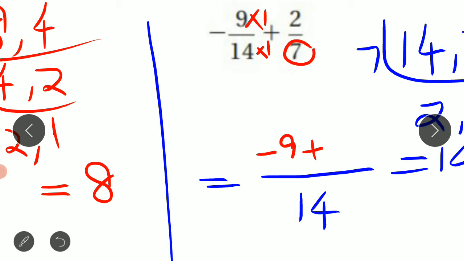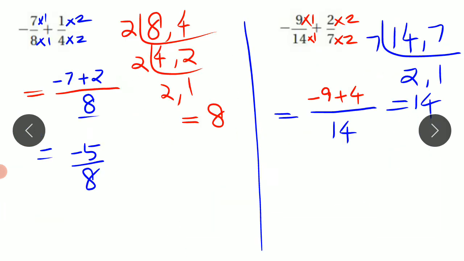Then take the second denominator 7. What is to be multiplied to get 14? With 7, it is 2. So with the same factor 2, let's multiply the numerator also. 2 2s are 4. Now we need to simplify the numerator.